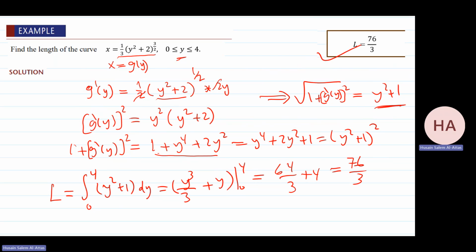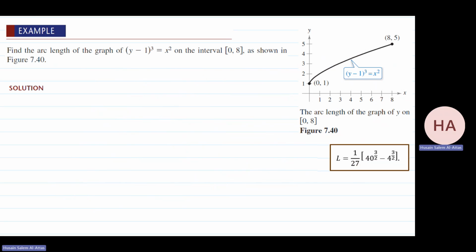Which is this? Find the arc length of the graph of this on the interval. So it goes from 0 to 8. Better to make it from 0 to 8 and make it in terms of x. So I need to rewrite this in terms of x, or in terms of y. Or I can do it from x. Yeah, you can do it both ways.